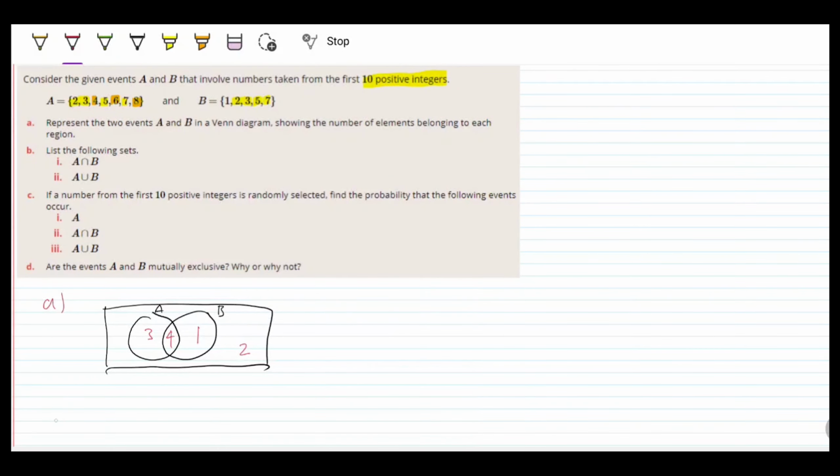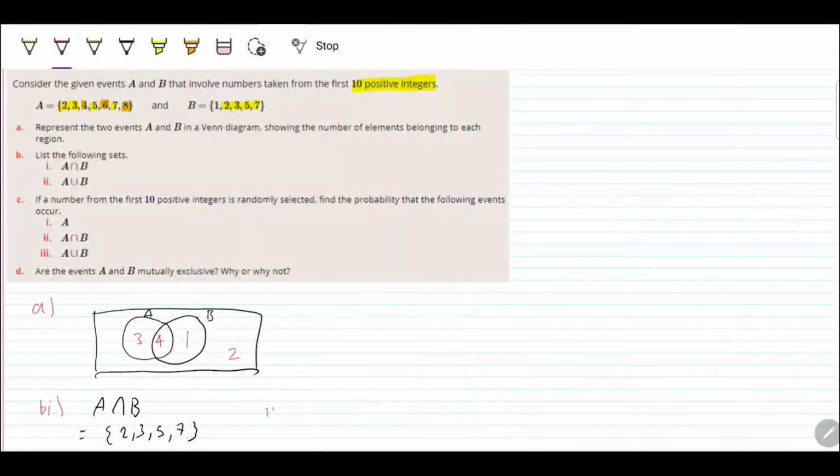So for part B, this is asking us to list the following sets. For BI, we have to list A intersect B. Well, this will be what they have in common, in this region that I've shaded. So we worked out before, this will be, open bracket, the list 2, 3, 5, and 7. So that's what they both have in the intersection. 4 elements, these are your 4 numbers.